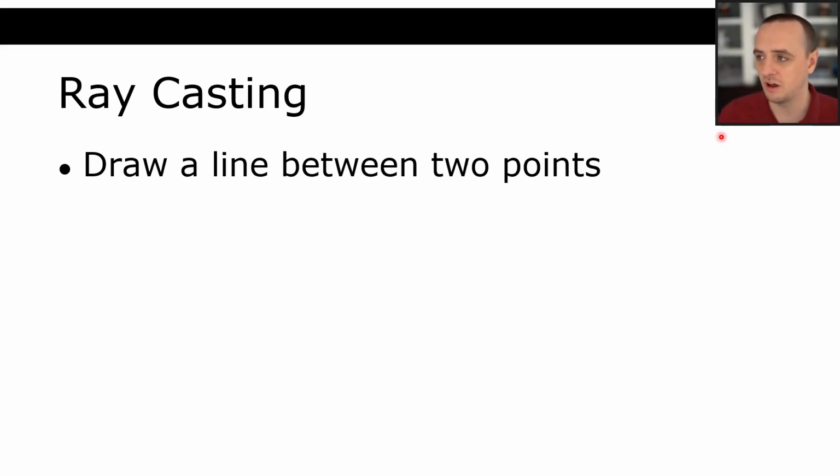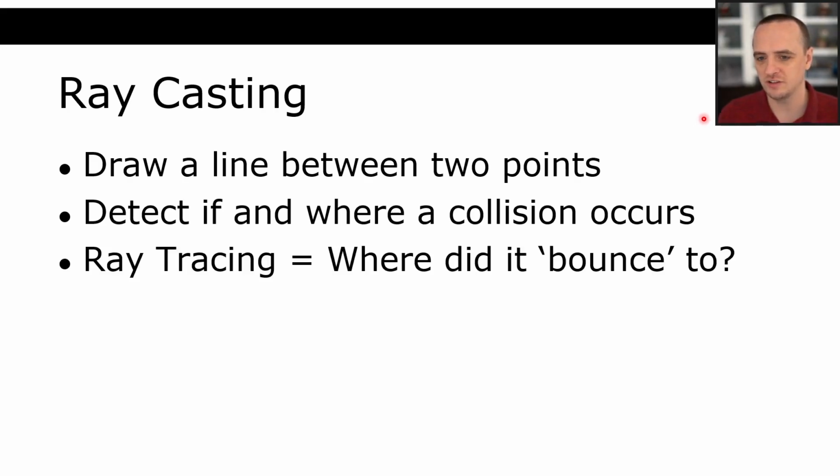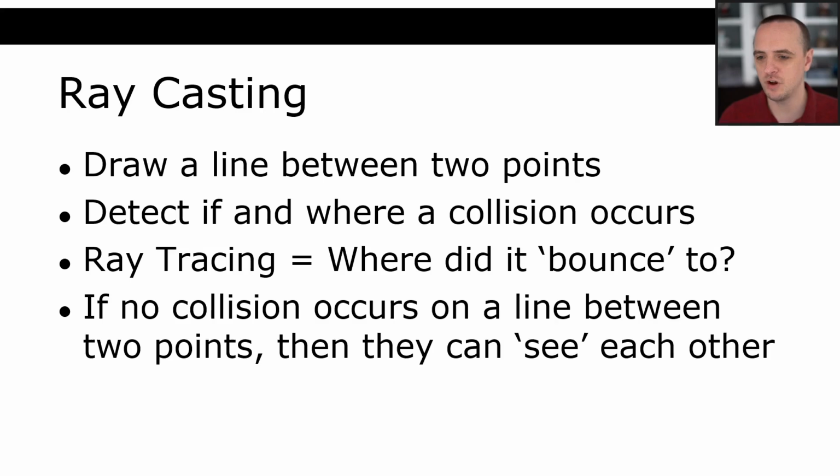So we're going to draw a line segment between 2 points, and we're going to detect if and where a collision occurs. Ray tracing is sort of where did it bounce to, right? So where did it bounce? Where did it intersect? If no collision occurs on a line between 2 points, then they can see each other.